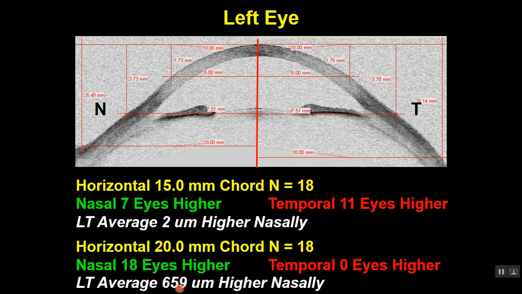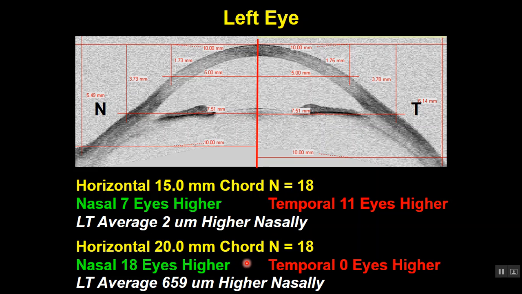In the left eyes, not quite as profound. The nasal side, the elevation was higher on the left eyes in 7 out of 18 eyes. The temporal side higher in elevation in 11 of 18 eyes. So effectively, the two hemispheres on the left eye were much more similar, which may be why the left eyes appeared in previous studies to be more centered or more slightly nasal.